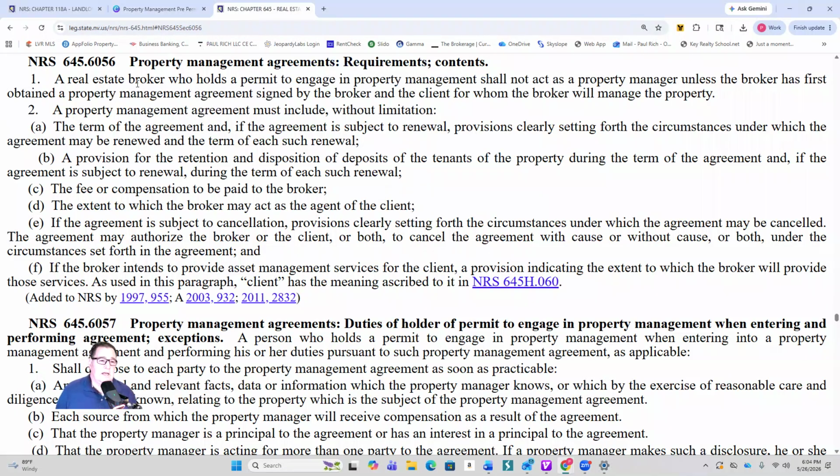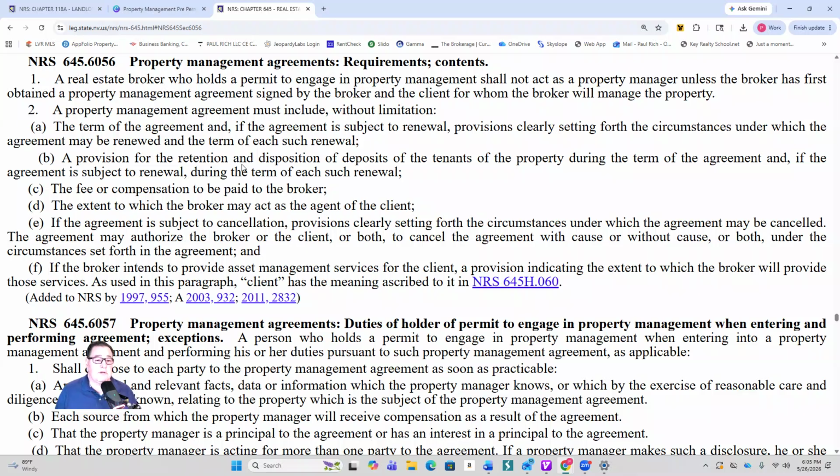It says that a real estate broker who holds a permit to engage in property management shall not act as property manager without having a property management agreement. It has to include the term of the agreement, and if it's subject to renewal, the provisions for that renewal.